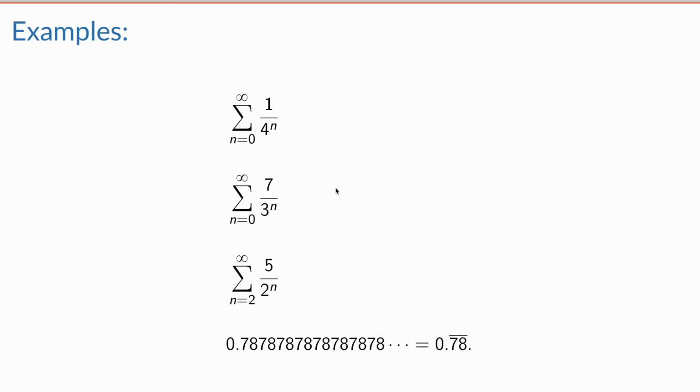So that's an example of a geometric series. And here I have several examples. This first example here, 1 over 4 to the n, we can take c equals 1 and r equals a quarter. This next one, 7 over 3 to the n, we can take c equals 7, r equals 1/3. So the first two are just obviously geometric series.